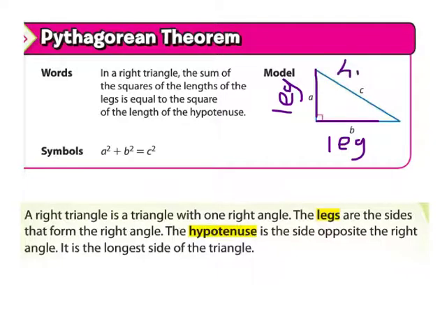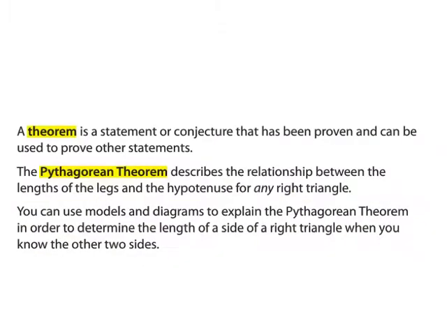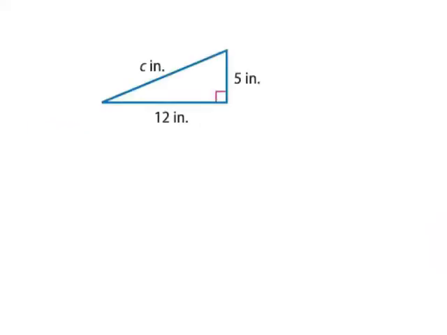And then the hypotenuse, okay, is always the longest side, and it's across from the right angle. It describes the relationship between the lengths of the legs and the hypotenuse for any right triangle. That's key, that it's a right triangle, not just any triangle, a right triangle. So it's a squared plus b squared equals c squared, which is your Pythagorean theorem.